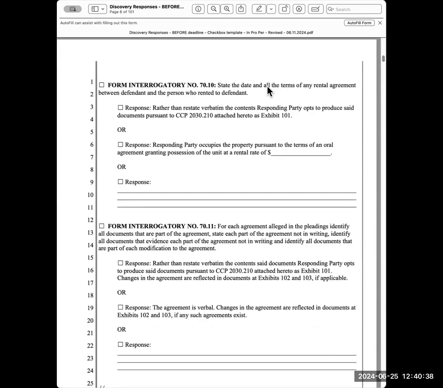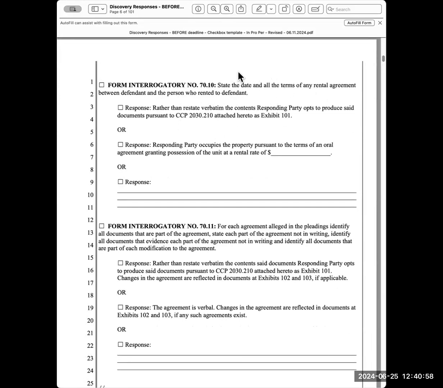70.1 is asking you to state the date and all terms of any rental agreement between the defendant and the person who rented to the defendant. This is a question that can be answered by both parties. And basically, it's asking for the terms in your rental agreement or lease.